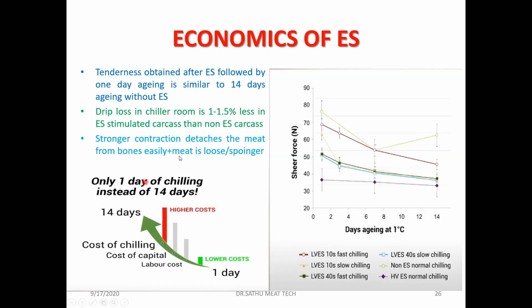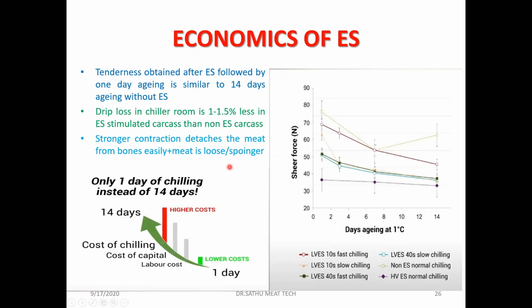Another thing is stronger contraction detaches the meat from the bones easily. When you do high voltage electrical stimulation, the muscles get detached from the bones easily. So it will be easy for deboning also. For the person involved in deboning, it will be very easy, so the work output will be more. And not only that, it makes the meat more spongy or loose.